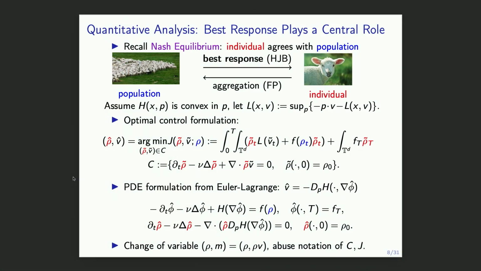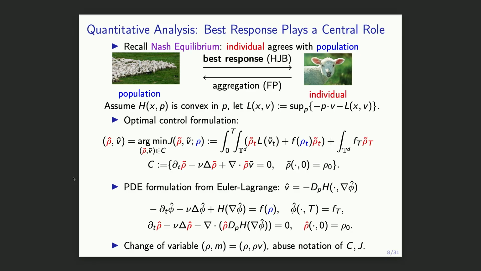So let's go back and think about where the HJB equation and Fokker-Planck equation come from. The idea is that it actually comes from this best response process. And instead of writing it as a PDE formulation, we can actually write it as an optimal control problem, where I fix this rho and I look for the best strategy V tilde and the corresponding density distribution rho tilde that minimize this cost. Here is the dynamic cost. This is the interaction cost with the population, and this is the terminal cost. The constraint is just the Fokker-Planck equation.